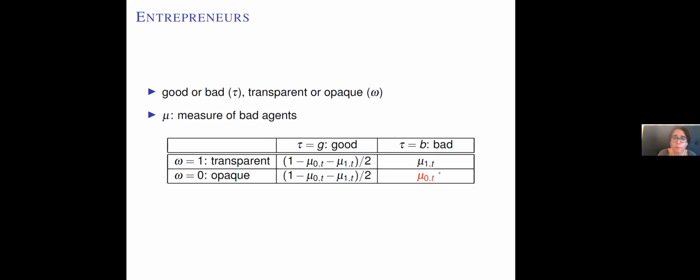Okay, so I'm going to focus on the case where the only state variable of the economy is the fraction of bad opaque entrepreneurs at time t. So remember, bad is mu and opaque is 0. Okay, so mu 0t is the fraction of bad opaque entrepreneurs at time t. Mu 1t is the fraction of bad transparent entrepreneurs at time t. And you have to accept from me that the remainder of entrepreneurs, given the dynamics, are going to be half and half transparent and opaque. So the fraction of good opaque and good transparent are equal. Okay, so just accept it from me.